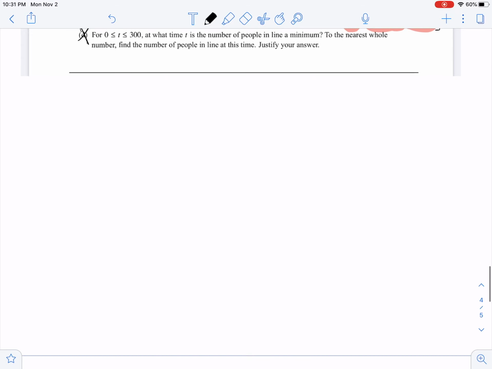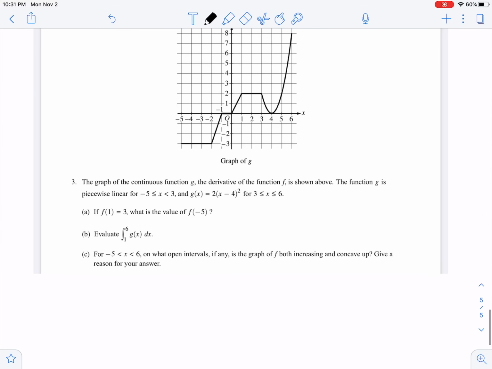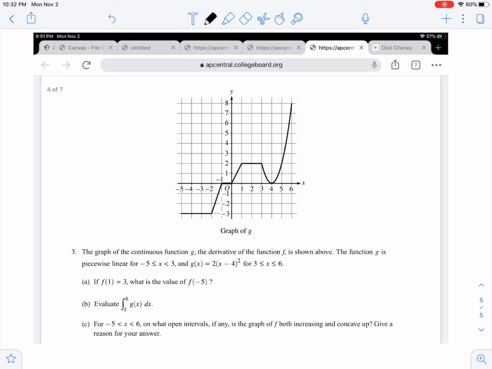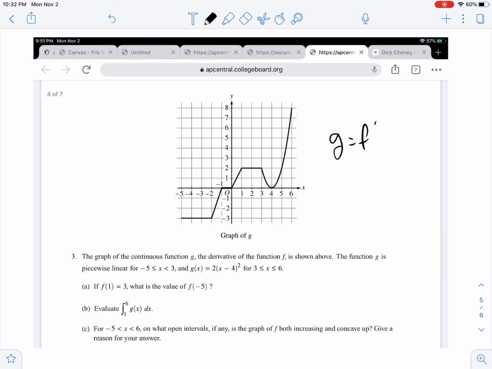All right, and now we look at number 3. How do we do this? First off, this is a graph of a continuous function whose derivative is shown. So this thing up here is the graph of g. We have that g is equal to f prime, the derivative of the function f. The function g is piecewise linear from -5 up until 3, so it's made up of lines until we get to 3, and then it has this other function from 3 to 6.